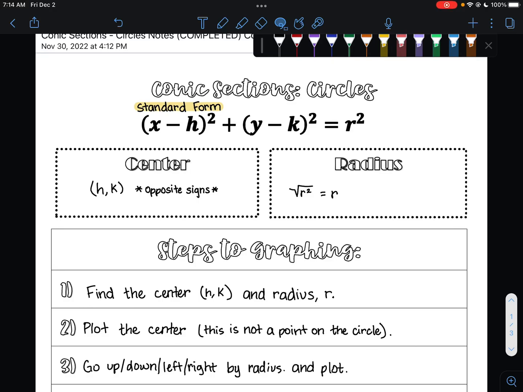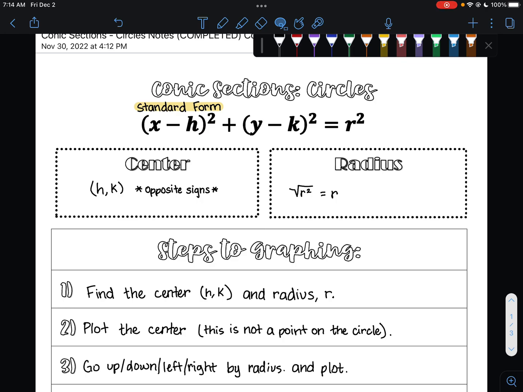Hi everyone, this video is the second video of this unit, conic sections, and this is going to be over circles. So circles have a different formula. Notice that now my x and my y value are being squared and there is a plus sign in the middle. So you need to be able to determine the difference between a parabola and a circle. A parabola has one thing squared, where a circle now has two things squared.